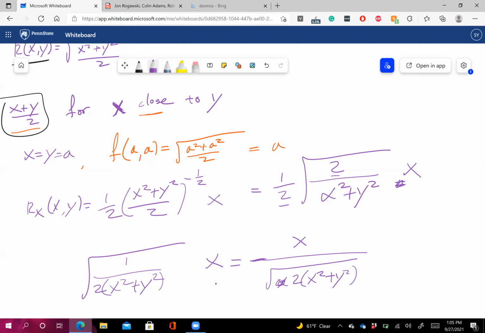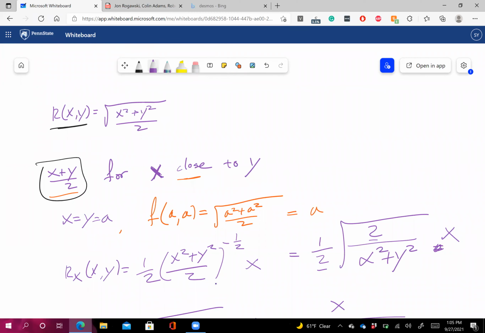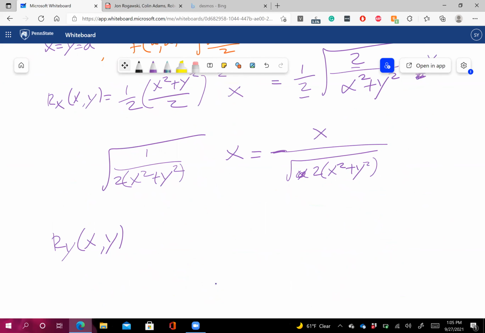Any other questions? Okay, so the same thing happens to the partial of r with respect to y, because they're symmetric. So partial of r with respect to y at (x, y). Well, this looks the same. Switching x and y doesn't really matter. So you get something that looks the same. It's going to be equal to y over the square root of 2 times x squared plus y squared.